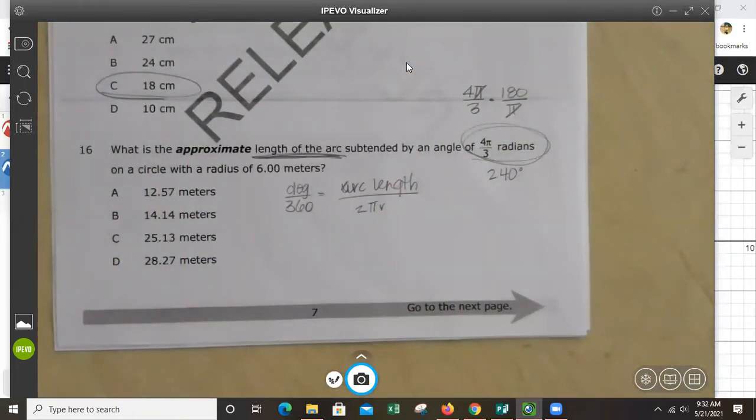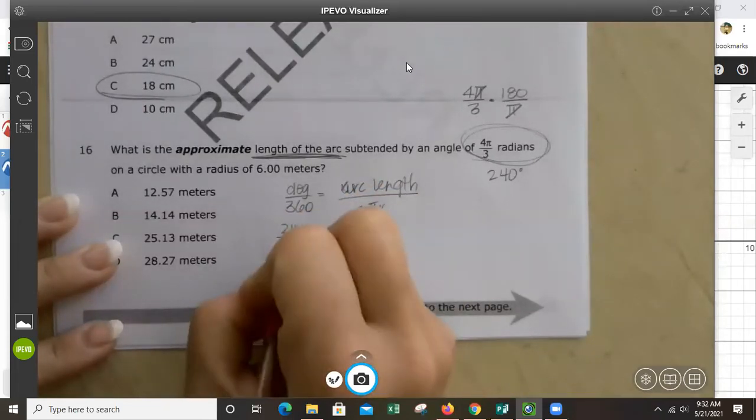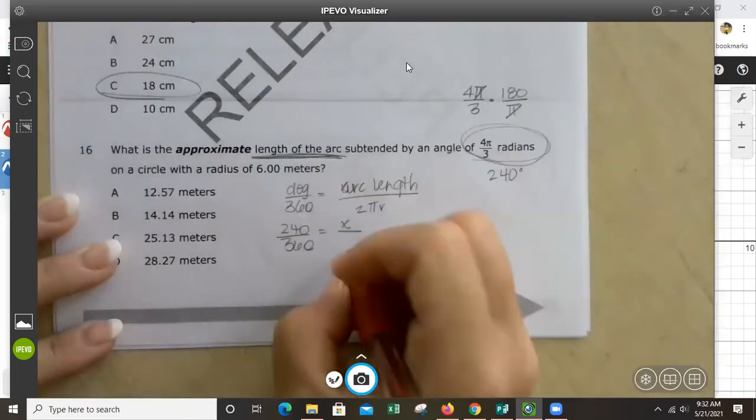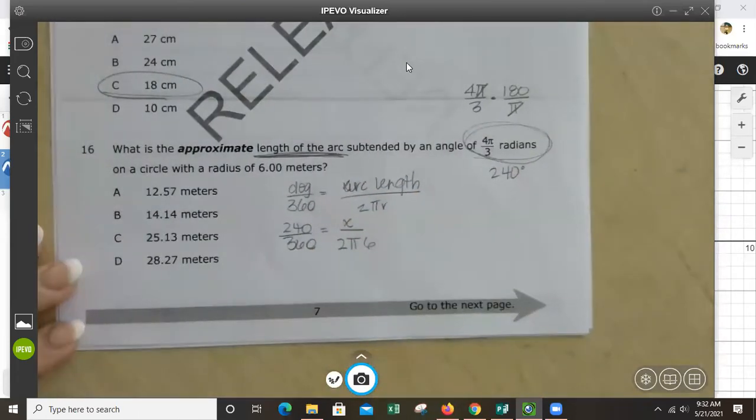Now, if you did your unit circle, which I don't suggest that you do, that's pointless. At the 240, where you guys memorize the unit circle, would be the 4 pi over 3. I wish they'd just give you the unit circle. That'd make it a lot easier. Okay. All right, so our degree is 240 over 360 equals, we don't know our arc length, over 2 pi, our radius was 6.